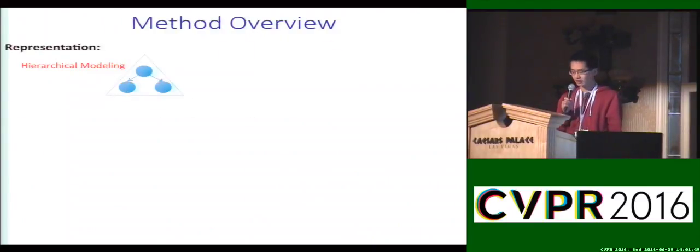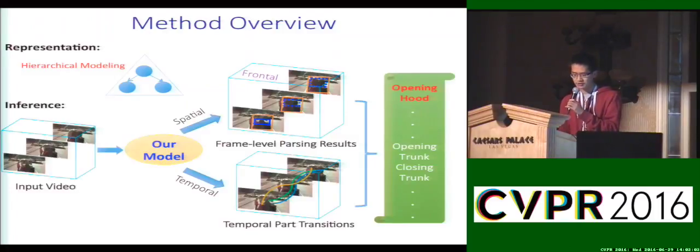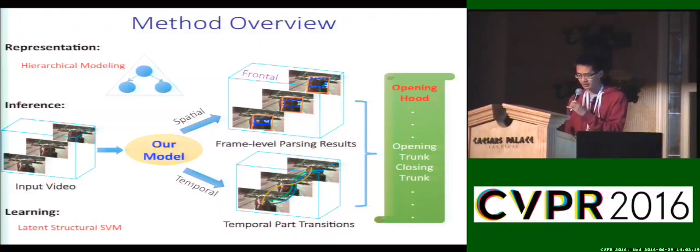And here is an overview of our method. For the representation, we propose a hierarchical model to model the car fluents in both spatial and temporal domains. For inference, given an input video, our model will output both spatial and temporal results. And based on these two results, we can recognize the corresponding car fluents. For the model parameter learning, we use latent structural SVM.